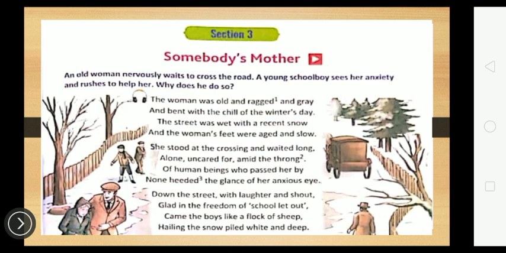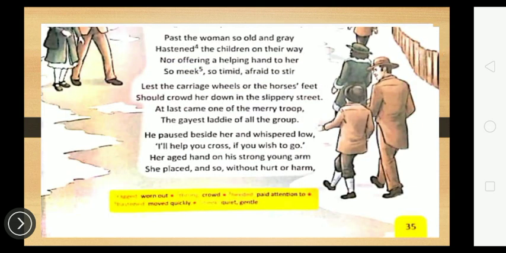Down the street with laughter and shout, glad in the freedom of school let out, come the boys like a flock of sheep, hailing the snow piled white and deep. Past the women so old and grey, hasten the children on their way, nor offering a helping hand to her, so meek, so timid, afraid to steer, lest the carriage wheels or the horse's feet should crowd her down in the slippery street. At last come one of the merry troop, the gayest lad of all the group.